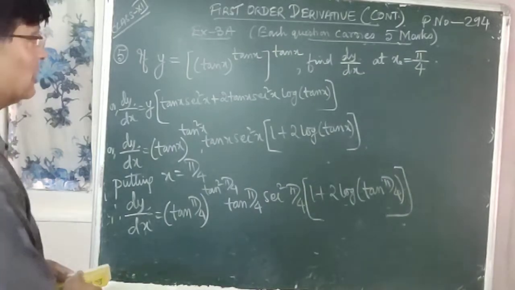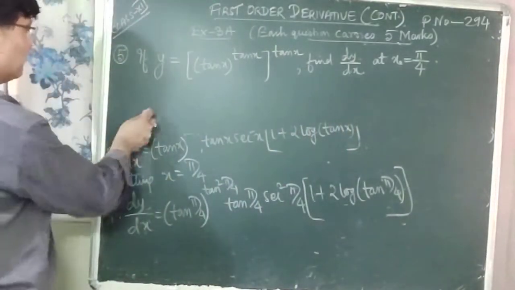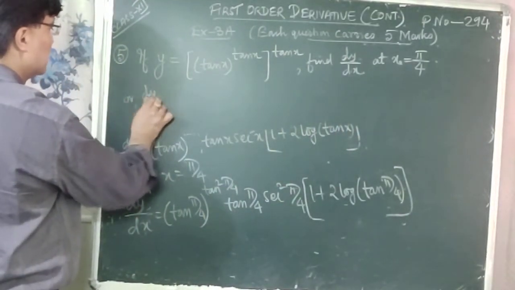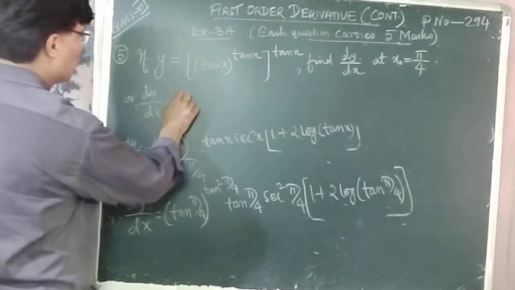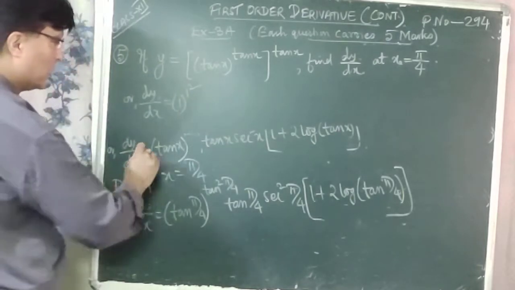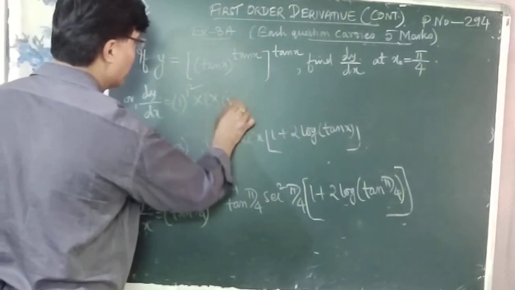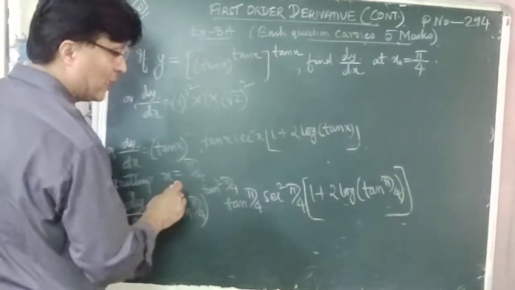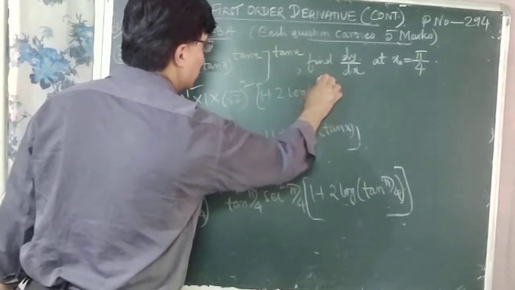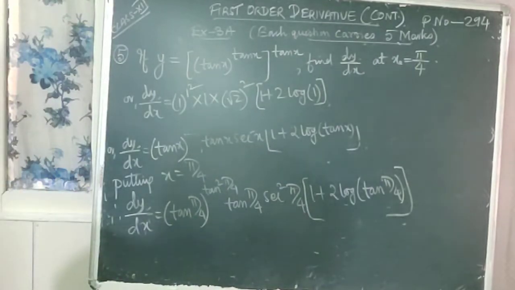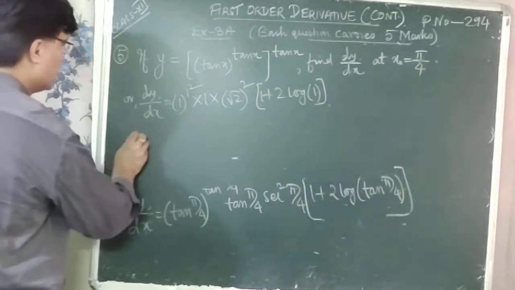So is that clear to all of you? So now we can simplify it further. These are all standard angles. You know the value of these standard angles. Tan pi by 4 is 1, and this is your 1 square. What is tan pi by 4? Tan pi by 4 is also 1 into what is sec pi by 4? It is root 2 whole square, right? And within third bracket, 1 plus 2 log of within bracket, it is 1, because tan pi by 4 is always 1, right? So next, what should you do?